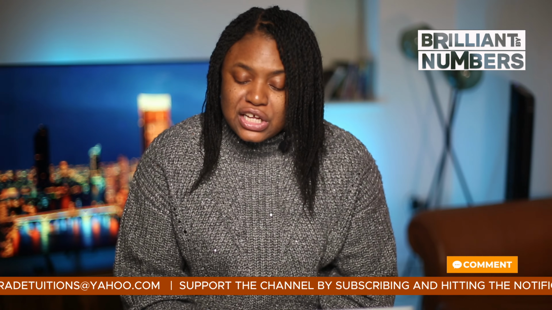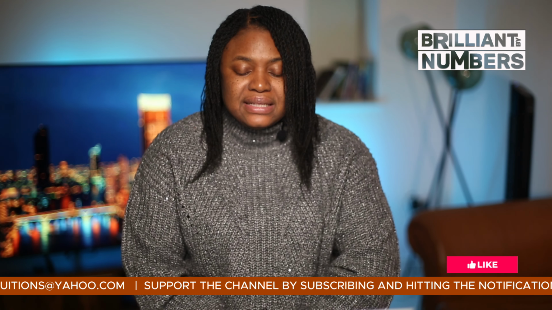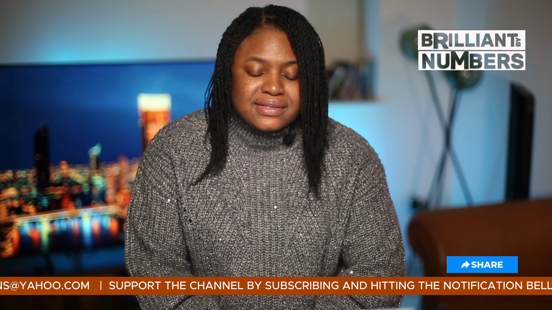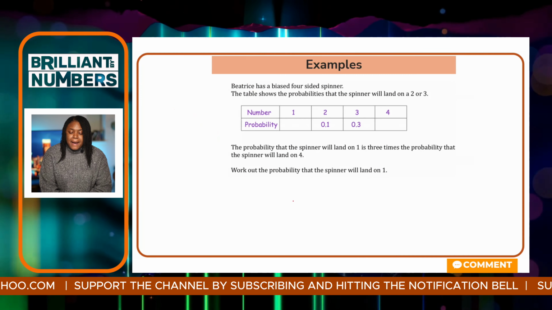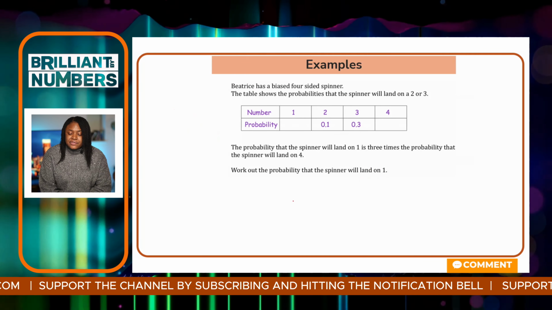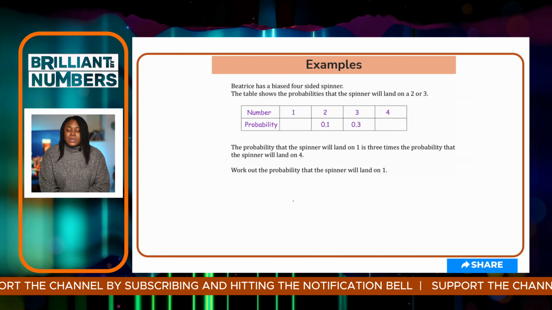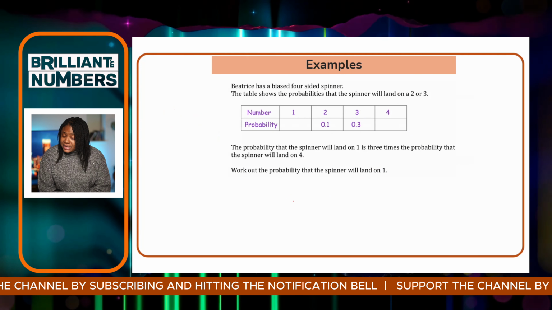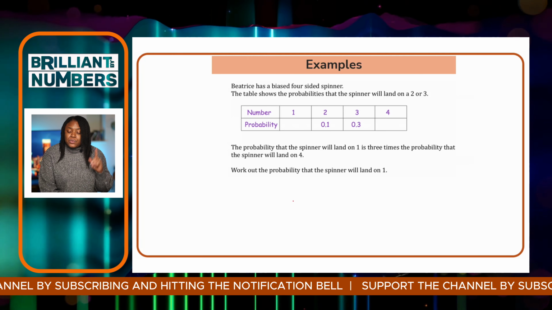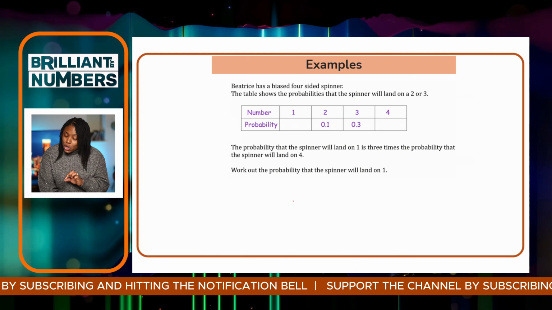Same principle does apply. Brilliant. Now we do another example where we're told that Beatrice has a biased four-sided spinner. The table shows the probability that the spinner will land on 2 and 3. However, we are given 1 and 4 as blank columns.